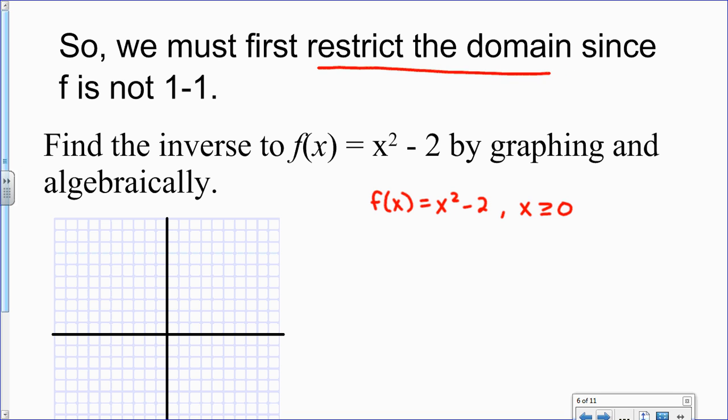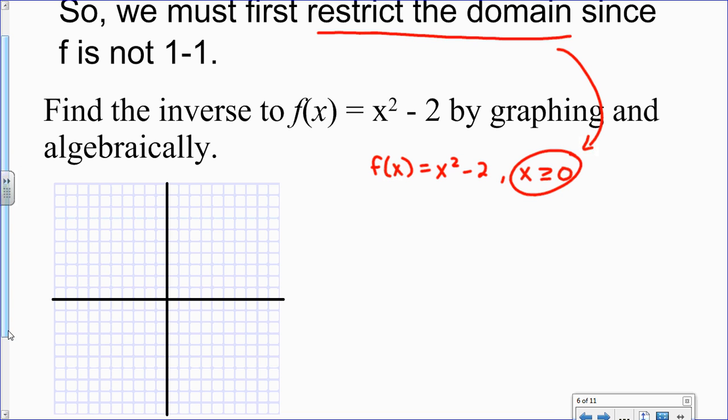I'm going to restrict the domain and just take where x is greater than or equal to 0. So I'm just cutting off half of that parabola. So that will look like this.